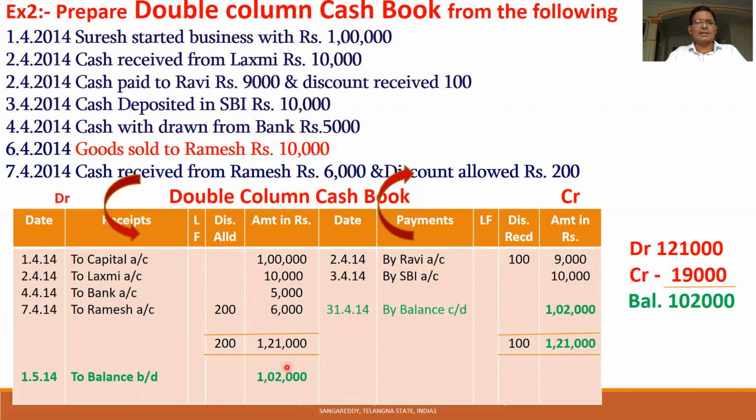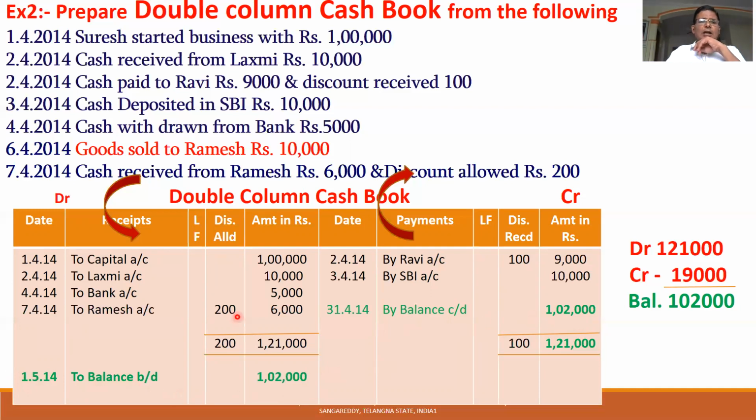So how to balance the double column? The cash column is balanced as usual. What we did in the single column cash book, the same. First add all these four, 1,21,000 debit side. Add these two, 19,000 credit side. The balance is 1,02,000. I showed the balance in green color. The balance is done on the last day of the month, that is 1,02,000 on 31/4/2014. That is brought forward to the next month's first day, that is May 1st, 1,02,000.